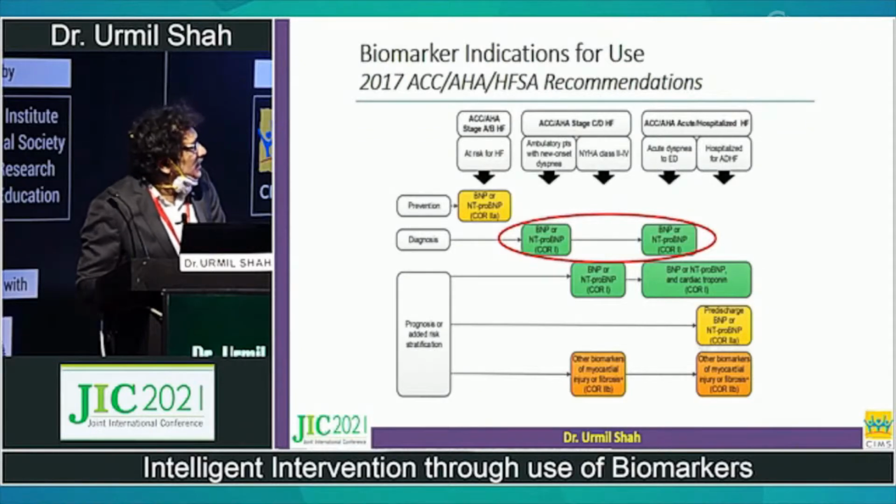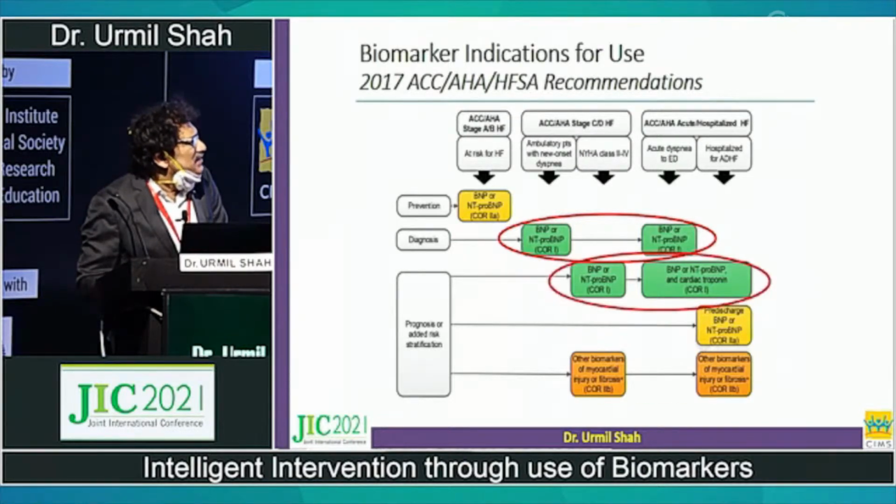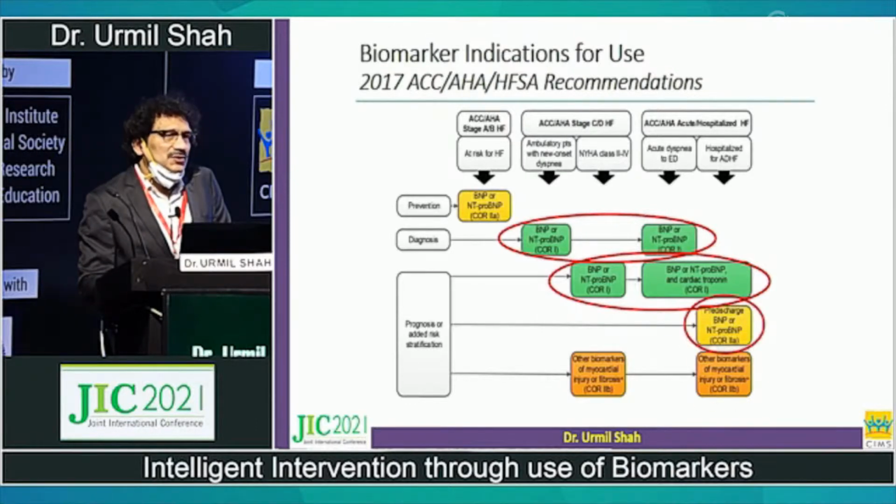And this is a recommendation, as you can see here, for the diagnosis. If the patient has stable heart failure and comes with new onset breathlessness, BNP can be used to rule out or rule in heart failure. At the same time, for prognosis, in patients who are NYHA class 2, and those who are hospitalized, we can prognosticate this group of patients.